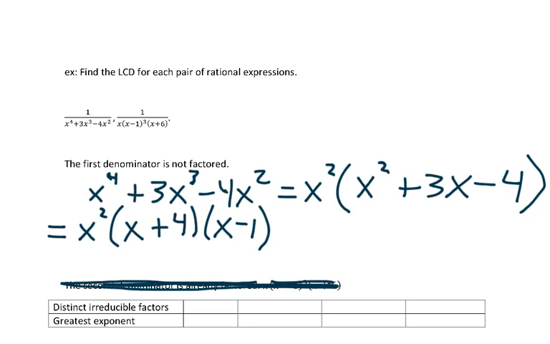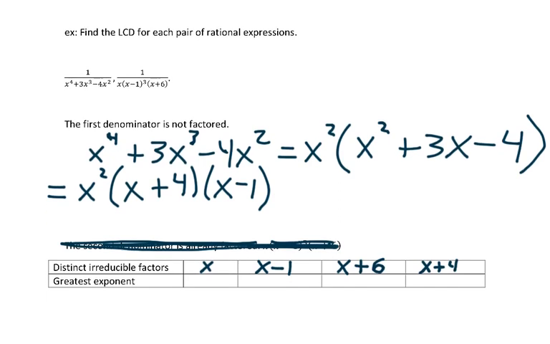So what are the irreducible factors here? The distinct ones, that is. What's nice is in this table, it's already written out. So we have x, as you can see. What else do we have? We have x minus 1. Again, this is from the first denominator. Then we have x plus 6. Now, from the second denominator, what we just factored, we have x already. We don't have x plus 4, so let's add it to our list. We also have x minus 1 already.